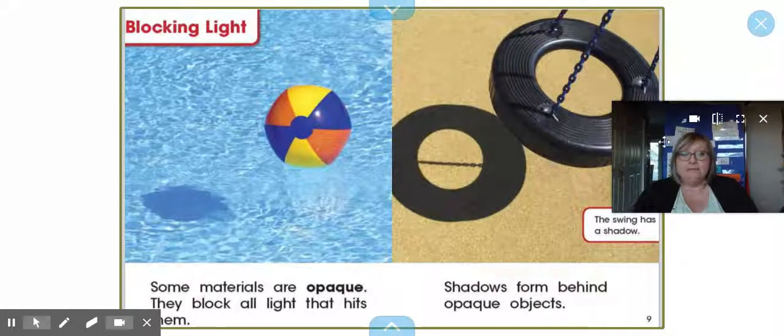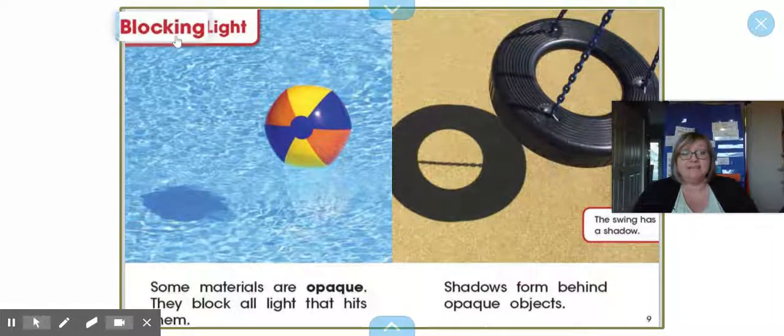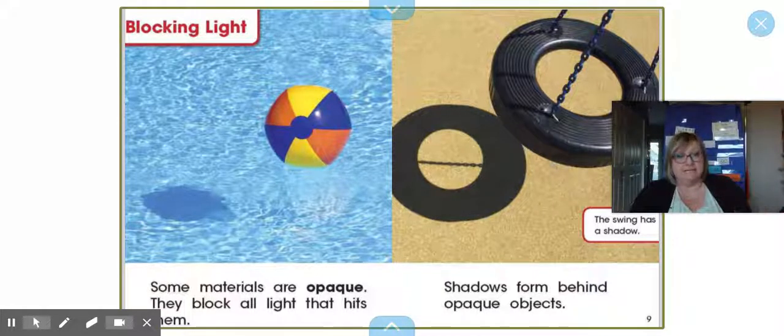All right, now we have a new heading. So I need to read that heading because new information is coming to me. Blocking light is the next heading. So the next couple of pages are really going to talk to us about light that is blocked. So, some materials are opaque. Oh, I'm not sure what that is. And guess what? That's a bold word. But wait a minute, let me read on a little bit.